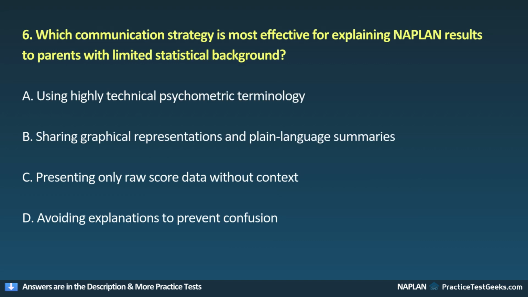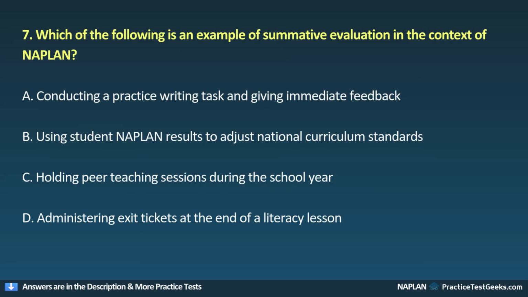6. Which communication strategy is most effective for explaining NAPLAN results to parents with limited statistical background? A. Using highly technical psychometric terminology. B. Sharing graphical representations in plain language summaries. C. Presenting only raw score data without context. D. Avoiding explanations to prevent confusion.